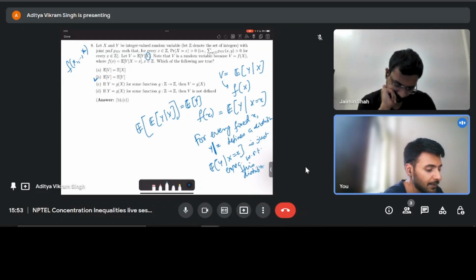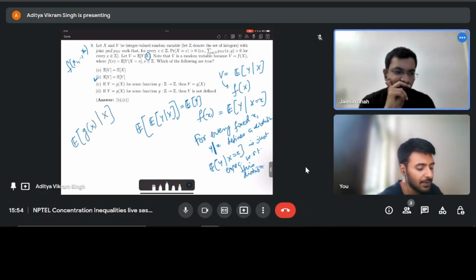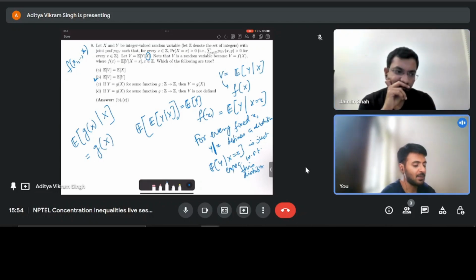C is: if y equals g of x for some function g, then v is equal to g of x. We have this fact here that if you have a function of x given x, it's just g of x. Like I said last time, given x can be read as: you have already observed some x, then what is your best guess of g of x?